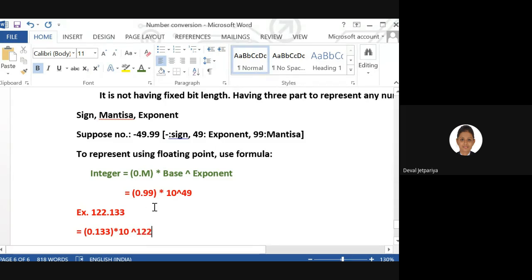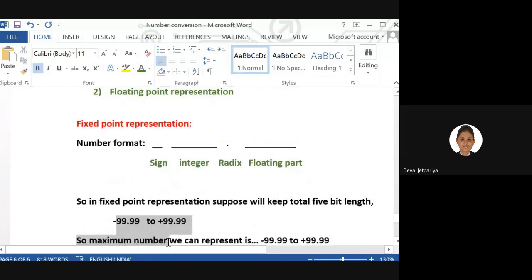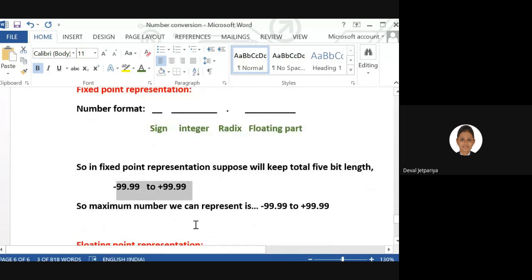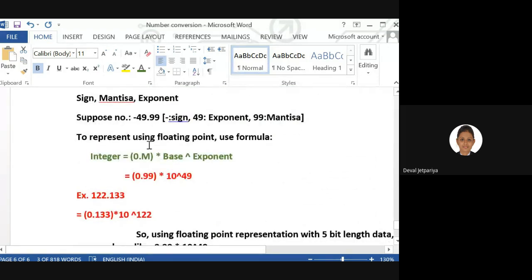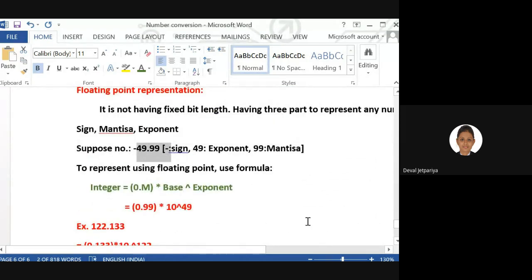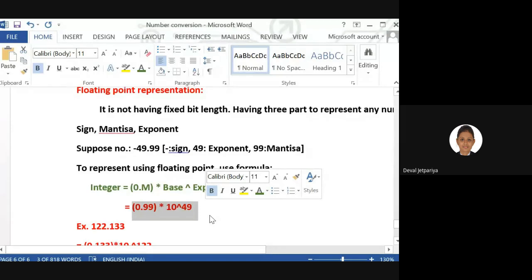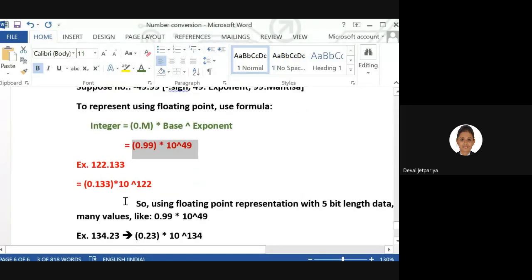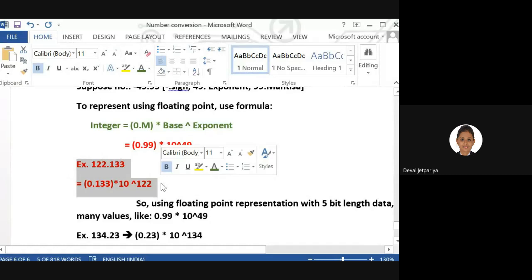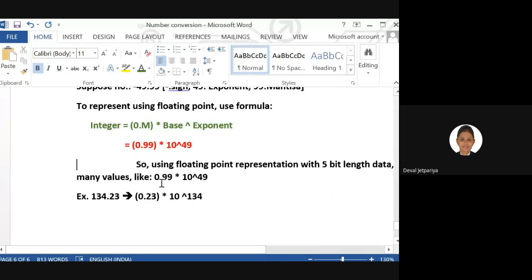So using floating point for this 7-bit digit length, you can use this many combinations, right? In a fixed point, we have a very minimal range like this, 0.99 to plus 99. But here, even if the particular number is 5-bit length, it has this much bit length to represent all the numbers having 4-bit length. Everyone getting it? Yes, ma'am. Okay.